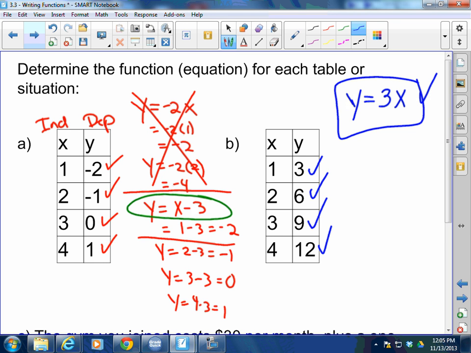So for tables, for right now, they're going to be pretty easy like that. And as we get further and further along in the year, they're going to get more difficult, as everything. But we got to walk before we run. So the question is always this. What did I do to my first x value to make it turn into my first y value? That's the question. Once you figure that out, does it work for every single x value? Does that make sense, guys? So what did I do to the 1 to get to the 3? And does it work for every single x value? We cool? All right, great.